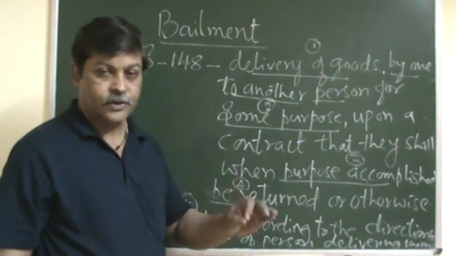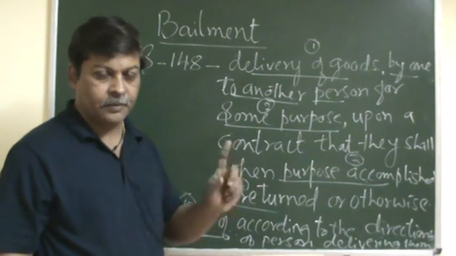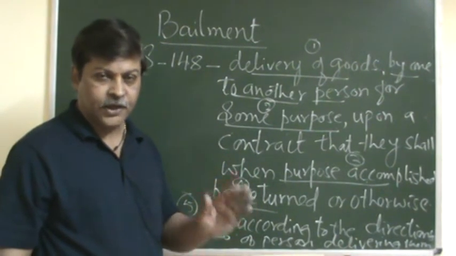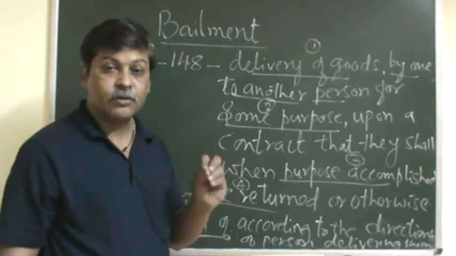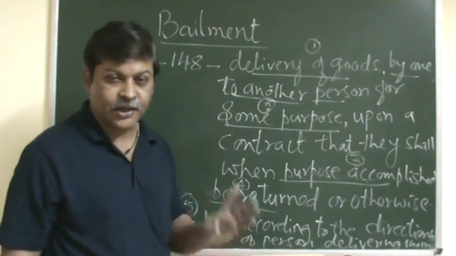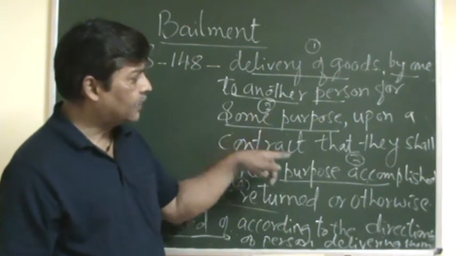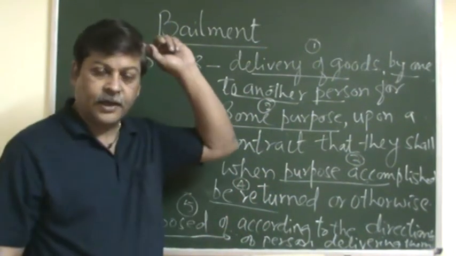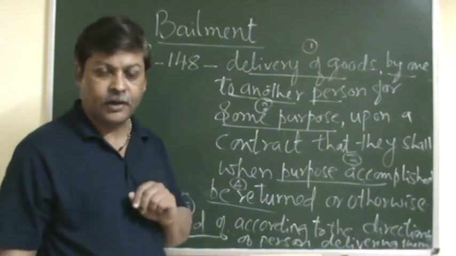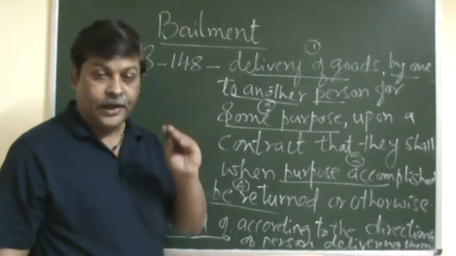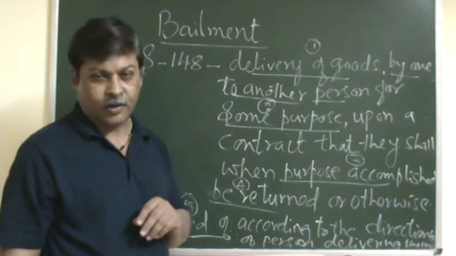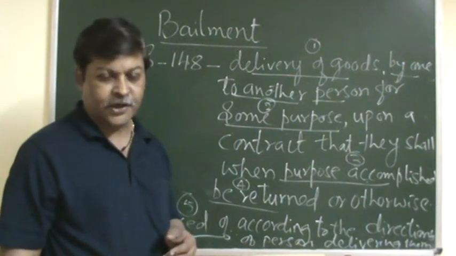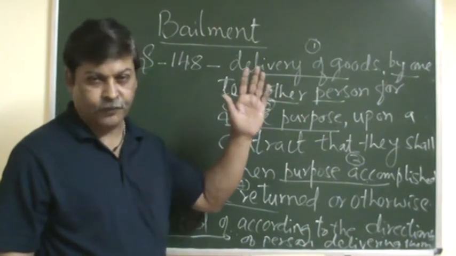When we use the word contract of bailment, first remember that it should fulfill all the conditions, the essential elements of a valid contract laid down in section 10. So you have to read this definition along with section 10. Section 148 is read along with section 10 of the Indian Contract Act, which gives the elements of a valid contract. The important elements of a valid contract are mentioned in section 10, so that should be fulfilled here.